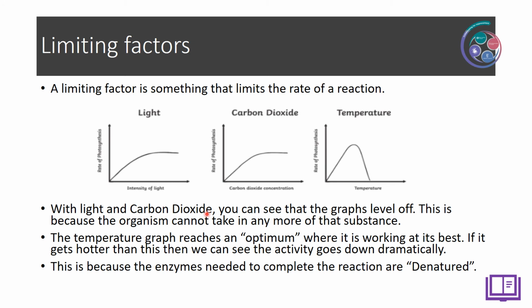Now, with light and carbon dioxide, you can see that the graphs level off. This is because the organism, the plant, can't take in any more of that substance. The temperature graph reaches its optimum up here, where it's working at its best. If it gets hotter than this, then we can see the activity goes down dramatically. It drops down straight away. This is because the enzymes needed to complete the reaction are denatured. Their shape has changed and they're no longer able to be useful for that reaction.